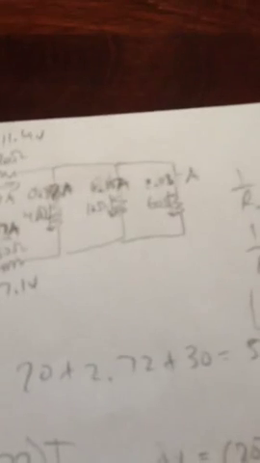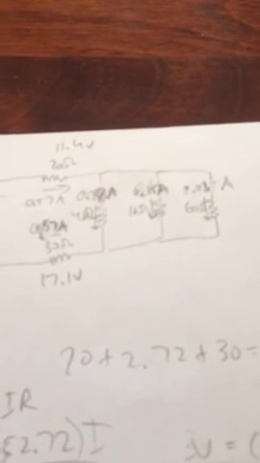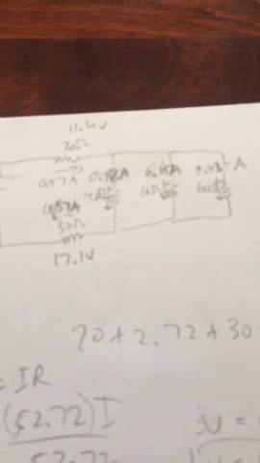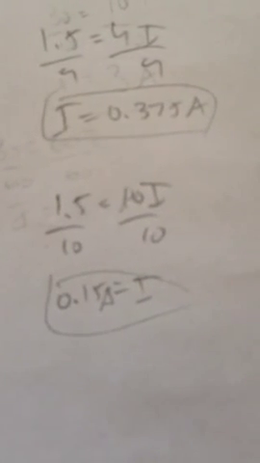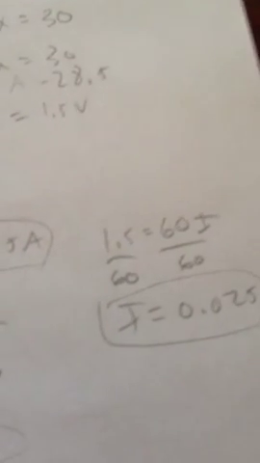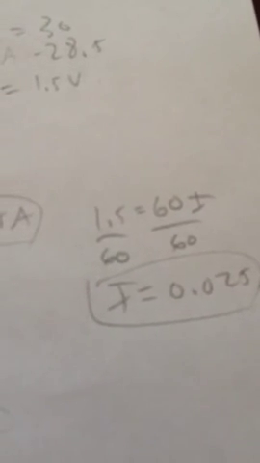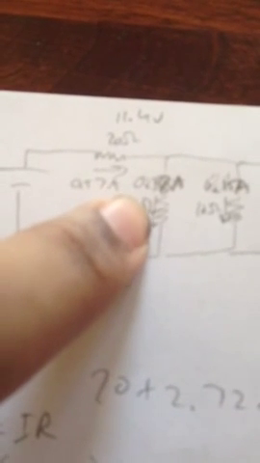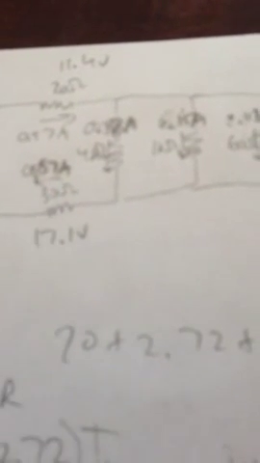So then we know that each of these resistors in parallel gets the same amount of voltage. Then you use V equals IR, so 1.5 equals 4I, so you get 0.375. Then 1.5 equals 10I, I equals 0.15 amps. Then 1.5 equals 60I, so you get 0.025 amps, which I round up to 0.03. So this is 0.38, 0.15, and 0.03, which is almost equal to the total current right here, 0.57 amps.